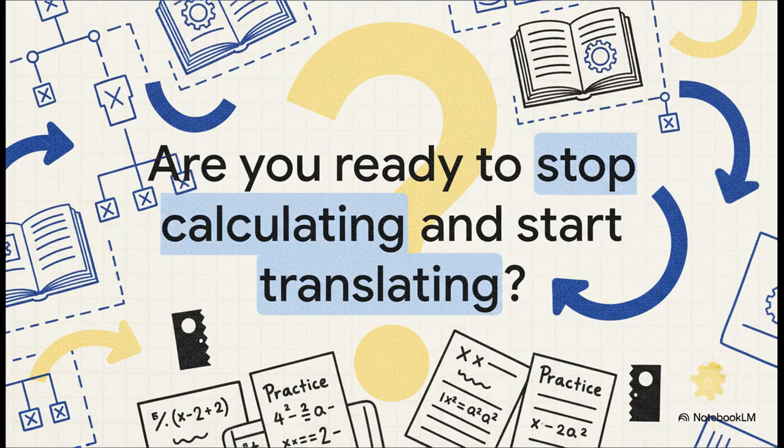So there you have it. The whole blueprint is right in your hands. You've got the framework, you know exactly which traps to dodge, and you've got the speed shortcuts. The only thing left to do is actually put in the reps. So here's my final question for you. Are you ready to stop calculating and finally start translating?